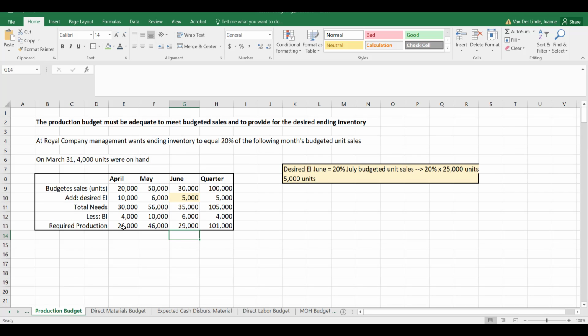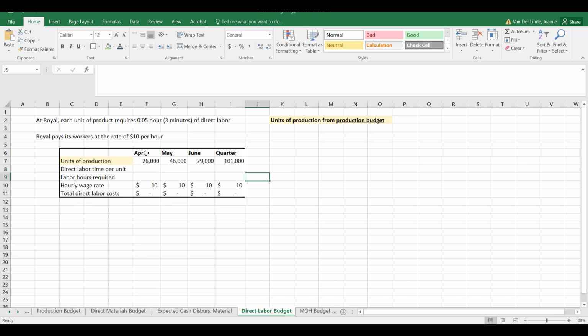So remember, we determined our required production for each month and for the quarter. Those figures I've copied over here for the units of production for each month and the quarter. Okay, so that came from the production budget. Now, each unit of production requires 0.05 hours. Okay, so that's what each unit will require. So 3 minutes. So if we know each unit requires 3 minutes, we can find out how many hours are required overall for the month.